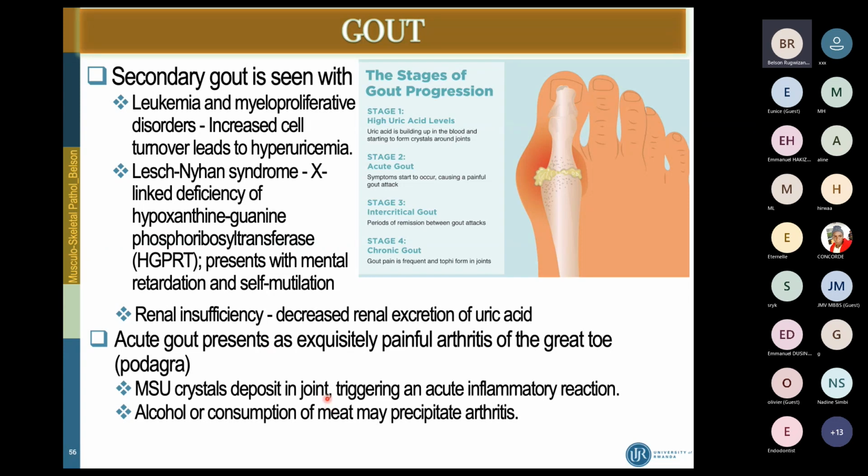Crystals will deposit in the joint, triggering an acute inflammatory reaction. Because these crystals are like tiny needles pricking in that joint, as they prick they cause additional inflammation, because tissues around will be injured and then the inflammation will come there. All of that makes it progress; as days go by the inflammation increases, and the small nodules become bigger. So as I said, alcohol consumption and meat consumption precipitate the inflammation.